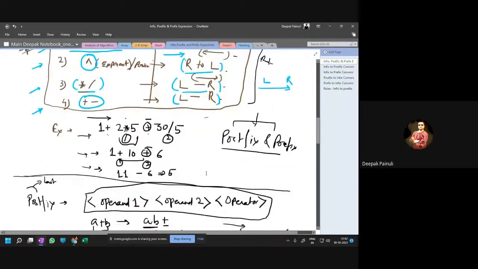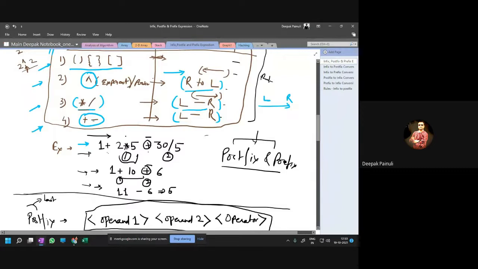For example, if I have this infix expression and I need to evaluate it, what will happen? According to the rules given above, first priority is given to brackets, but there is no bracket in the expression. See here, no bracket is given, so then we check the second level: is there any exponent?